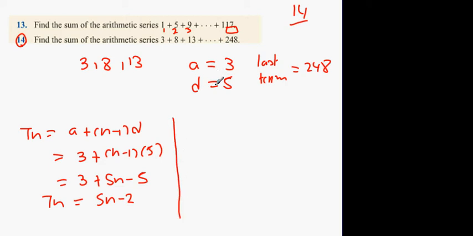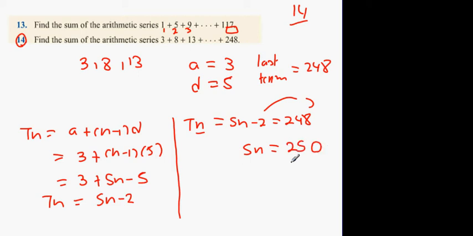Now we have to find out what is the n value, or what term is equal to 248. So we're going to get 5n minus 2 equals 248. Bring the 2 over the other side, we get 5n equals 250. N therefore equals 50. Okay, so it's the 50th term.